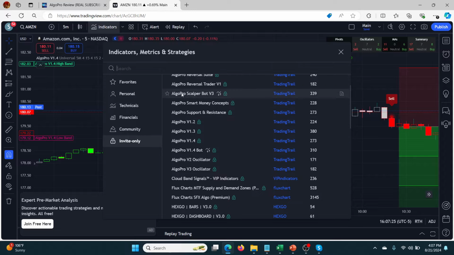Reversal suite, scalper bots. I haven't done anything with trying to get these things automated, but I usually just use the indicators on TradingView. You can see version 1.2. That's been my favorite up until recently. 1.3, 1.4, 1.4 bot, V2 oscillator, V3 oscillator. It just goes on and on. There's lots of stuff in this system. And it's actually very low cost.